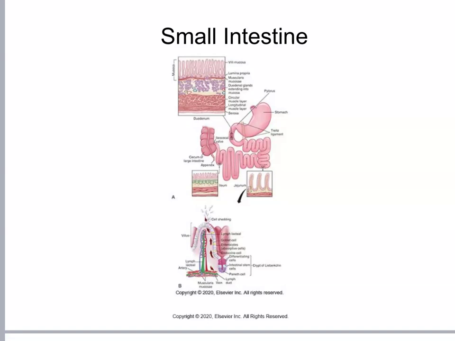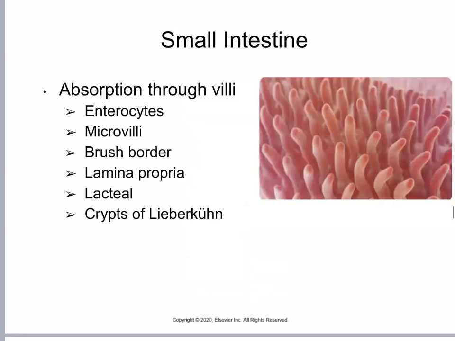And just another thing about the small intestine, the absorption that occurs happens through something called villi. And there are some little subdivisions of villi, but they are basically these little tiny, finger-like projections that help absorption.